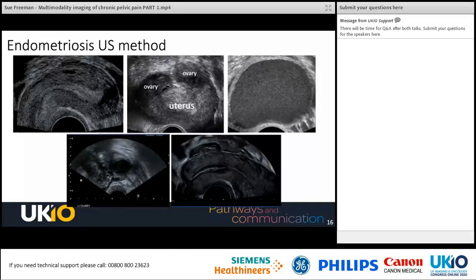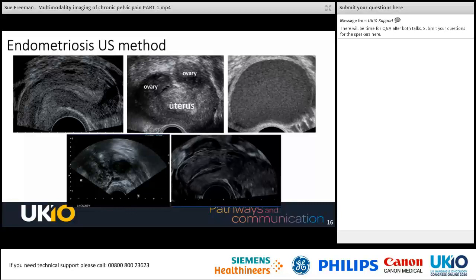With the ultrasound probe in the anterior vaginal fornix, apply pressure with your other hand to the anterior abdominal wall. Watch the uterus sliding smoothly past the structures in the retrouterine pouch. And if the uterus doesn't slide smoothly, this implies the presence of adhesions in the pouch of Douglas.